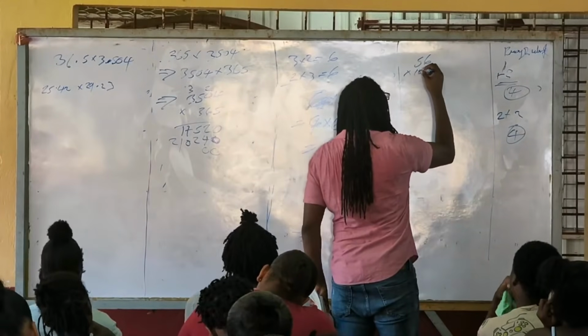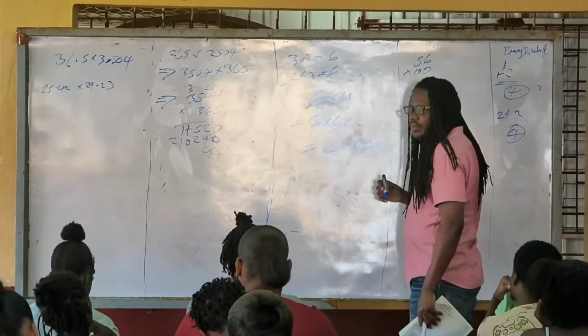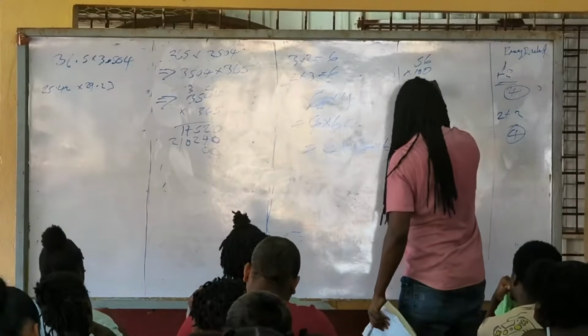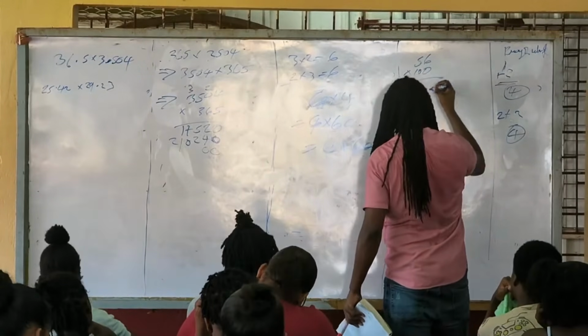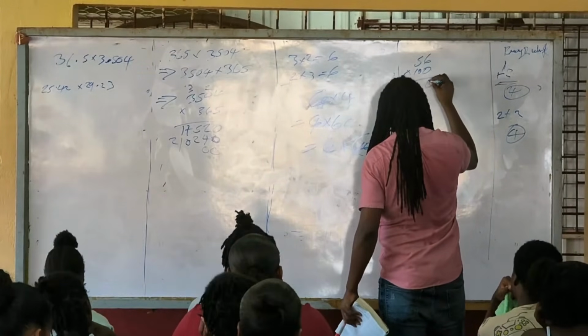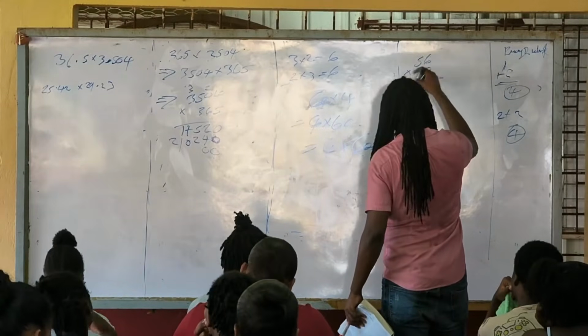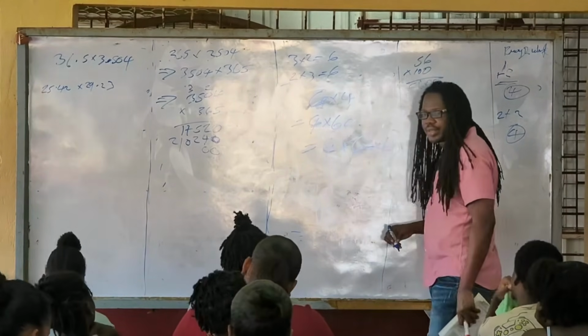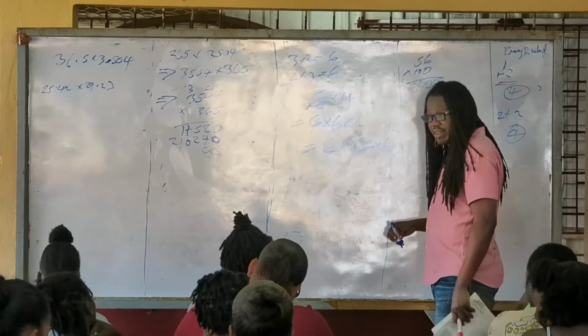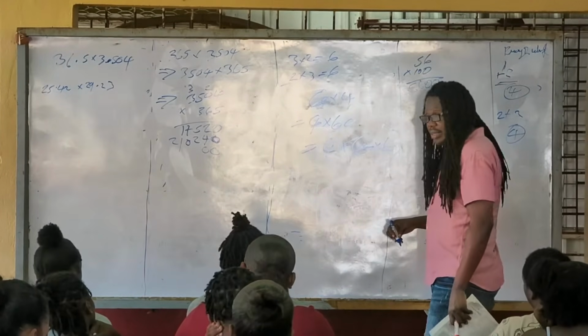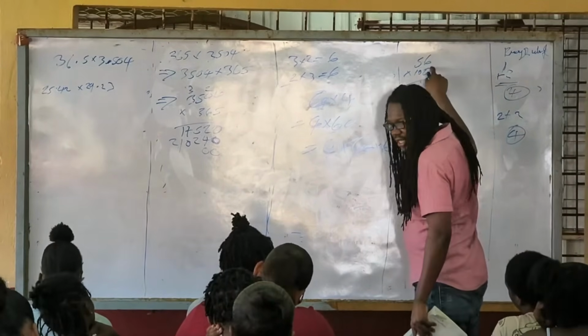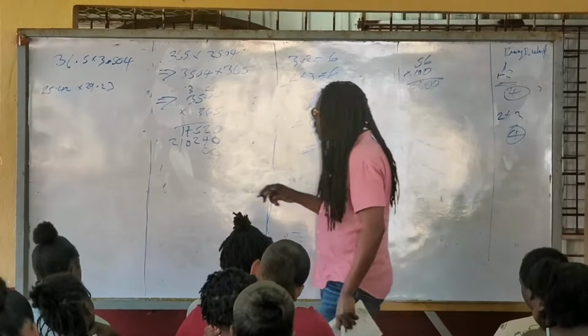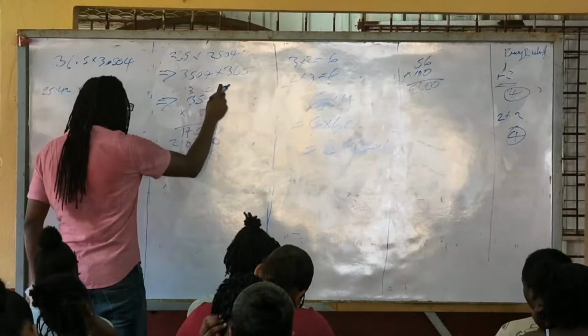56 times 100 is equal to 5600. Want to see that? Everybody see that? Because it is times 100. You see that? So we come now. 3 fours.